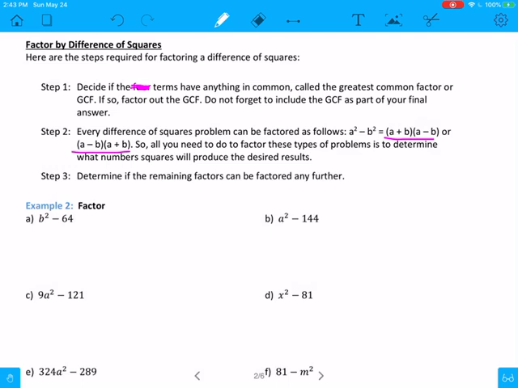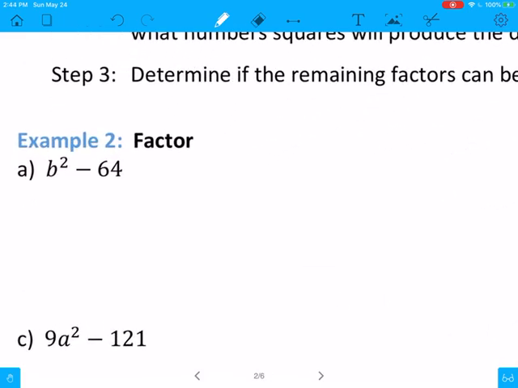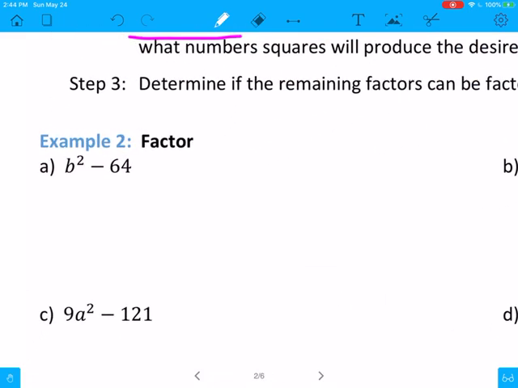And that's it. So let's look at the first one. We have to first be able to spot that it's a difference of squares. In order to be a difference of squares, it has to have two terms. This is two terms. It has to have a different sign. This one does. Okay? So two terms with a different sign.